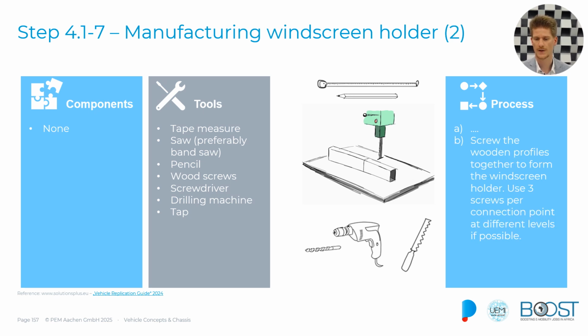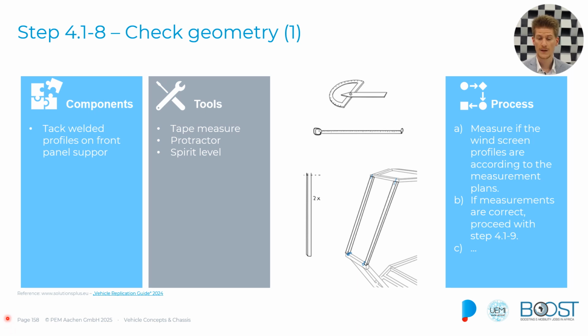Then once you've done that, these profiles will be joined together. And we recommend using 3 screws per connection point. You can use glue additionally if you want to, but it's not really necessary at this point. So once you've done that, you please place it in the space where it should be installed. And just check the geometry if everything is all right, and if it's not correct, it should be corrected.